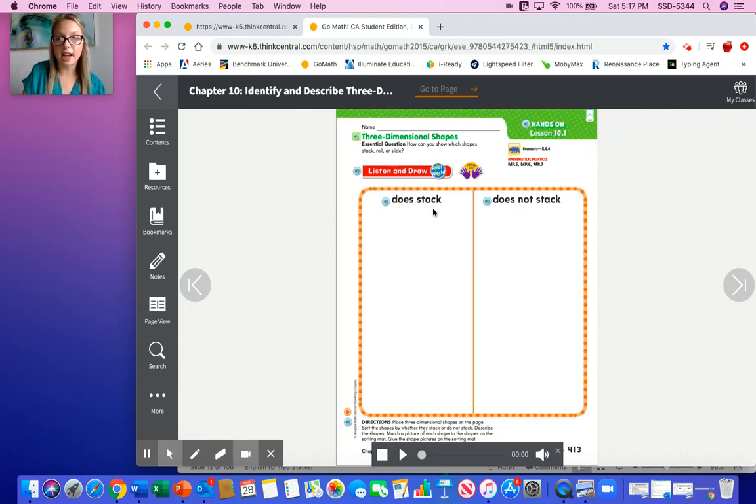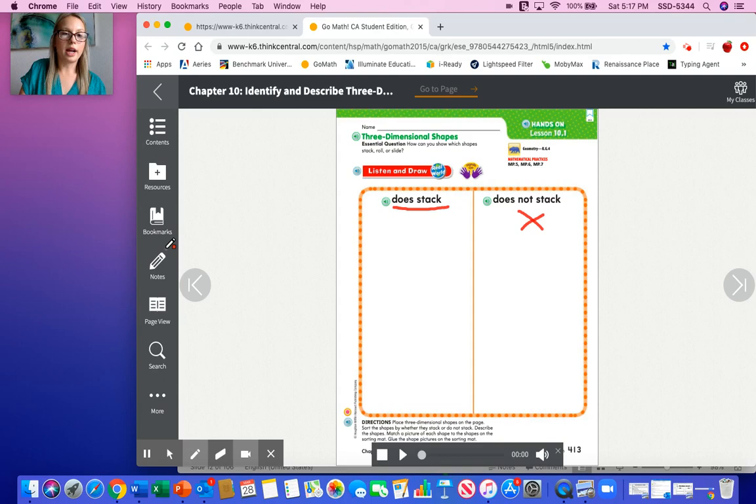On this side, it says does stack. It does stack. So go ahead and take your pencil, and on your workbook, I want you to underline does stack. This side here says does not stack. It does not stack. So go ahead and take your pencil. We're going to put a big X. It does not stack.